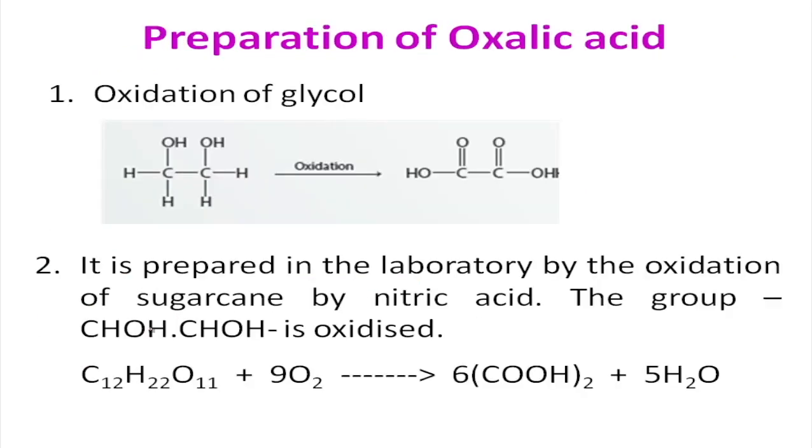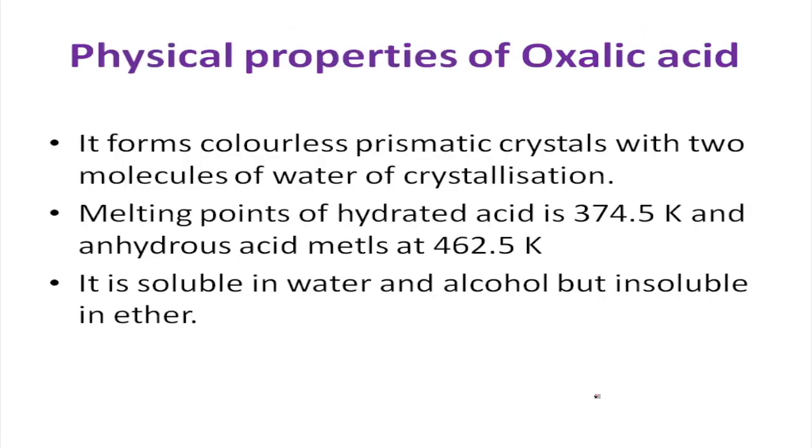Preparation of oxalic acid. Number 1, oxidation of glycol. Glycol is oxidized to oxalic acid; the OH groups undergo an oxidation reaction. Number 2, it is prepared in the laboratory by the oxidation of sugarcane by nitric acid, where the CHOH group is oxidized to give oxalic acid.